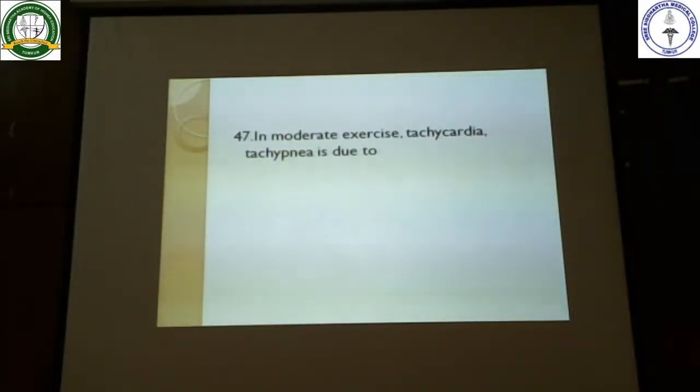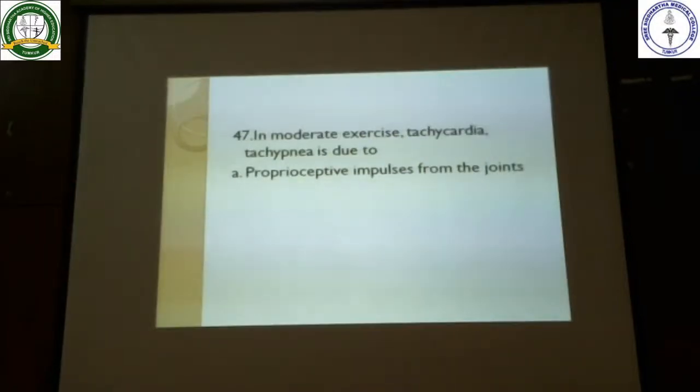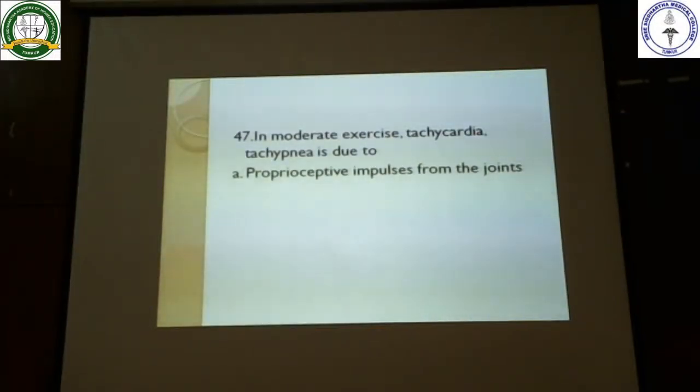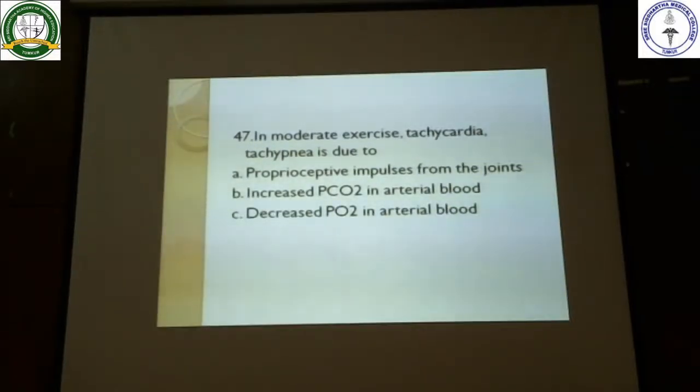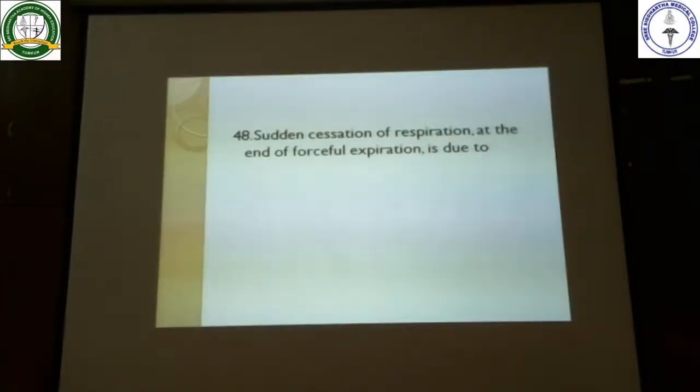Okay, so in moderate exercise, tachycardia and tachypnea is due to the proprioceptive impulses from the joints, increased PCO2 in the arterial blood, decreased PO2 in the arterial blood, or decreased pH. Whenever you start exercise, a mild to moderate exercise, immediately the receptors present in the joints, called the proprioceptors, will send signals. So you are going to have increased heart rate and increased respiration. Okay, so the answer is proprioceptive impulses from the joints.